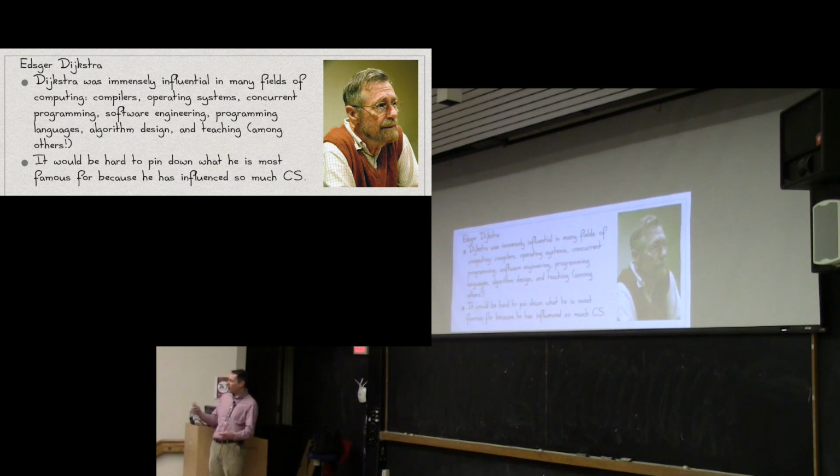Algorithm design. All these different types of algorithms we might be talking about. I'll talk about one in particular in a minute that he's famous for. He did programming languages. I don't think he did too much in C++, but he talked a lot about other programming languages, especially in the early days. And then teaching. He was very big into saying, hey, we have to get people like you guys to know some computer science so that we can make this field grow. So pretty cool. It would be really hard to say what he did that was most influential because he touched so many different parts of computer science.